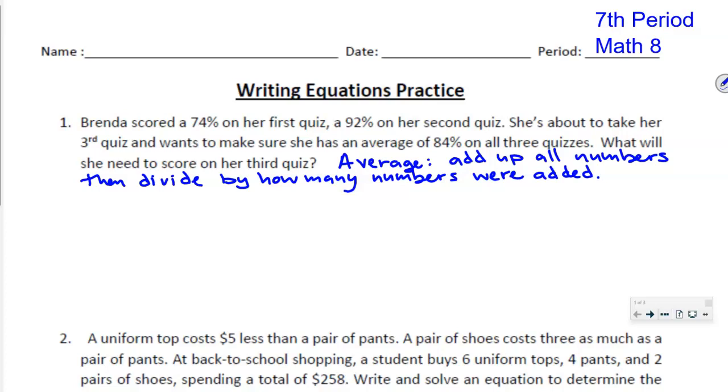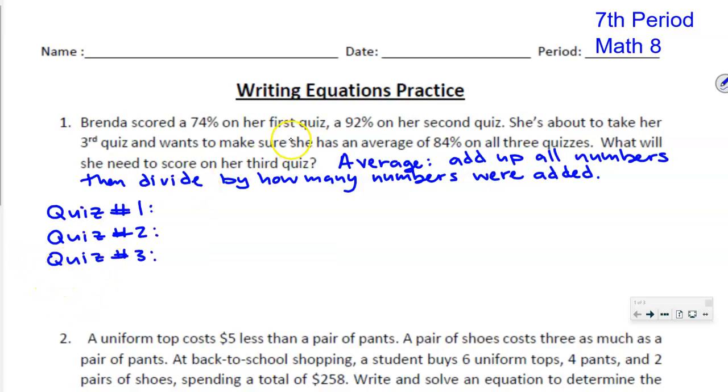Now that we understand average, let's take a look at how that applies to this problem. Brenda scored a 74% on her first quiz, a 92% on her second quiz, and she's about to take her third quiz. That means we don't know what that third score is, but we do know that she wants an average of 84%. So the first thing I need to do is recognize that we know what her quiz score number 1 is. We also know quiz score number 2. And we're asking a question about quiz number 3. So I'm listing the information off to the side.